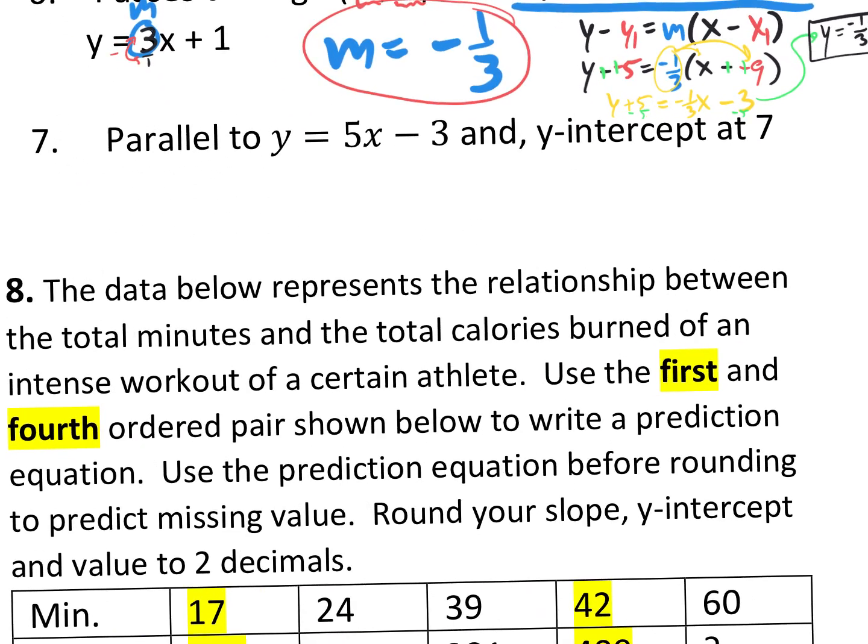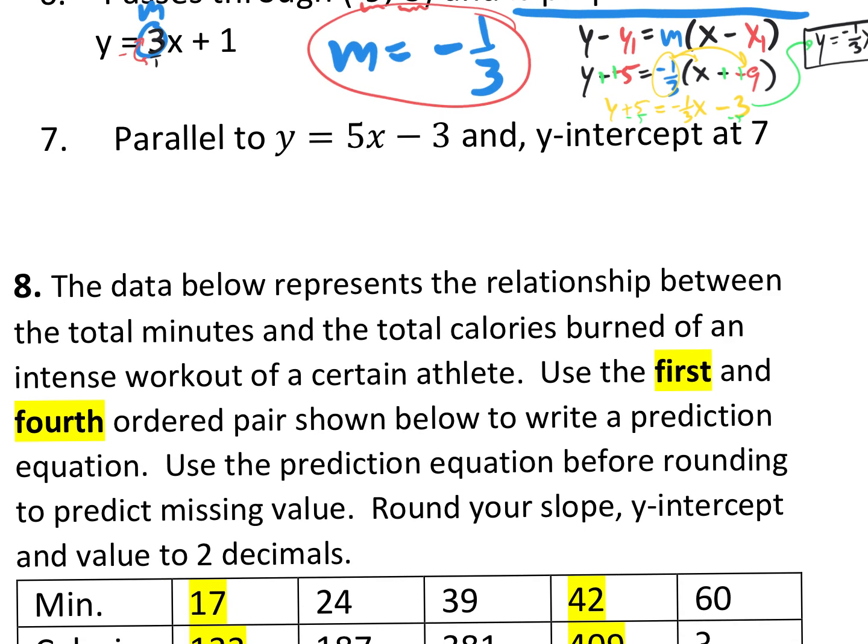And number 7, they want you to write an equation that's parallel to this one. And again, parallel means same exact slope. So that slope right there is 5. So your slope is also going to be 5. Okay. And they're telling us that the y-intercept is at 7.